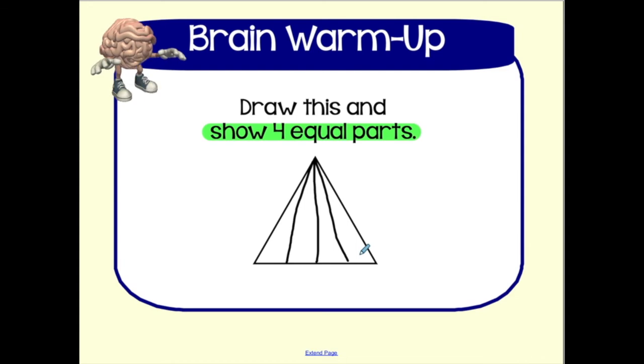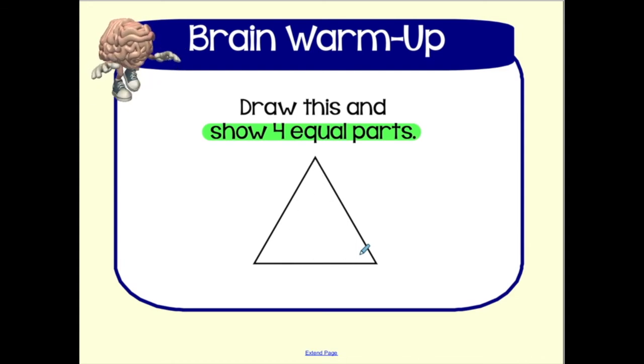You know what, though? There's another way, and it's a tricky way. But you can figure it out if you think about pattern blocks. We could take some pattern blocks and put them in there, and we would have 4 equal parts. Watch this. Okay, triangle.